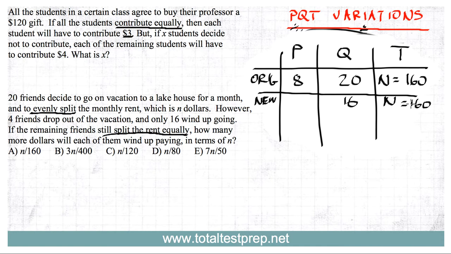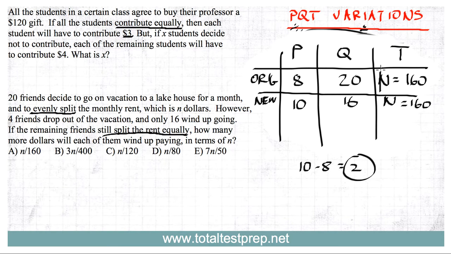However, the rent stays the same, but 4 people drop out, there's now 16. If the rent is 160, then 160 divided by 16 is 10. The share per person is 10 bucks. So the question is, how many more dollars will each of them wind up paying? Well, they were paying $8 initially, and now they're paying 10, so 10 minus 8 is equal to 2. So the answer is 2. We're looking for an answer choice that says 2, but none of them say 2. They all have n in them.